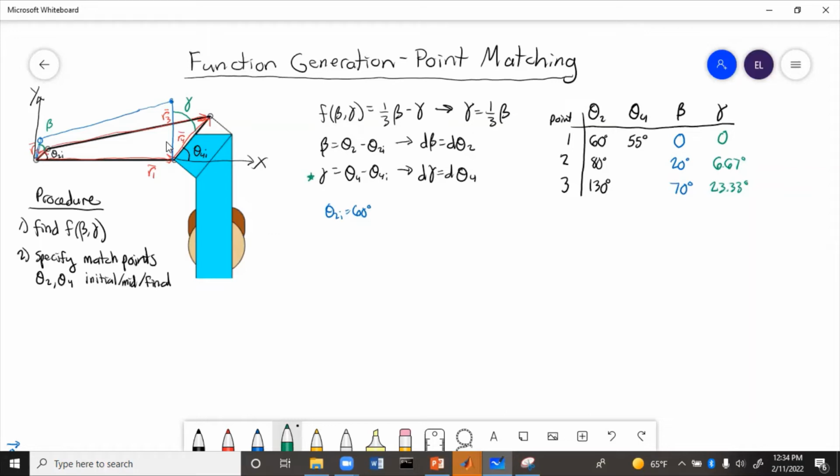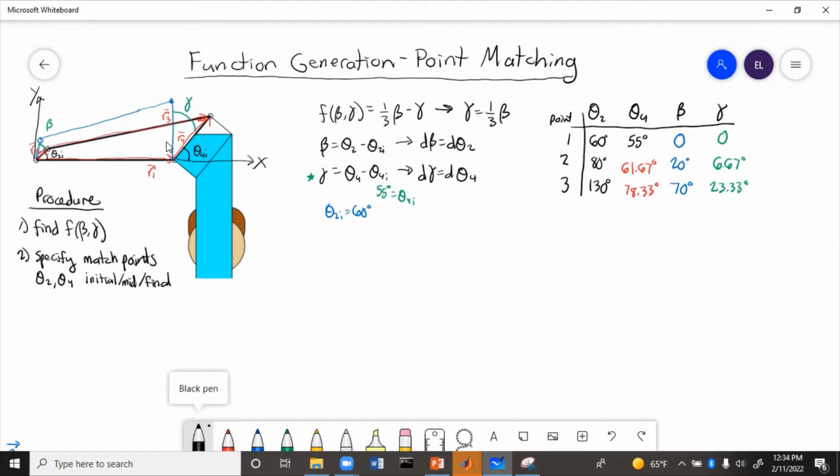So theta 4 initial we specified is 55 degrees. So now we just need to calculate those other two theta 4s. So 55 plus 6.67 is 61.67. And then 55 plus 23.3 is 78.33 degrees. So now we've got all of the points to match. So point 1 is initial, point 2 is middle, and point 3 is final.